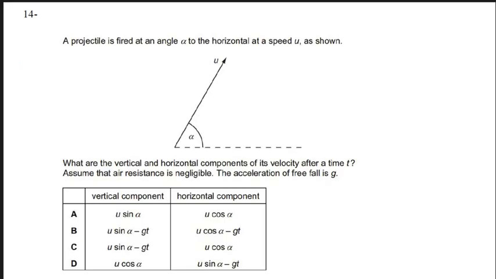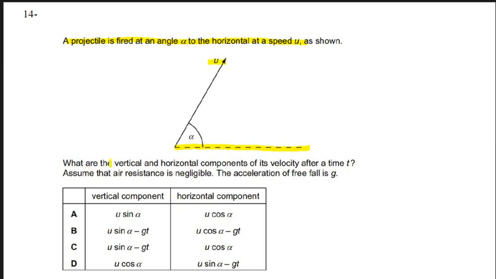This question is about projectile motion, and it is just testing your basic understanding of projectile motion. So let's try to answer this one now. As you can see, it is given to us that a projectile is fired at an angle alpha to the horizontal at a speed u. So this line is horizontal. It simply means that it makes angle alpha with the horizontal, and its initial velocity is u.